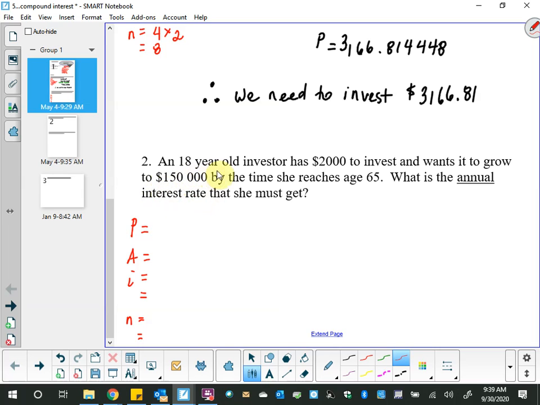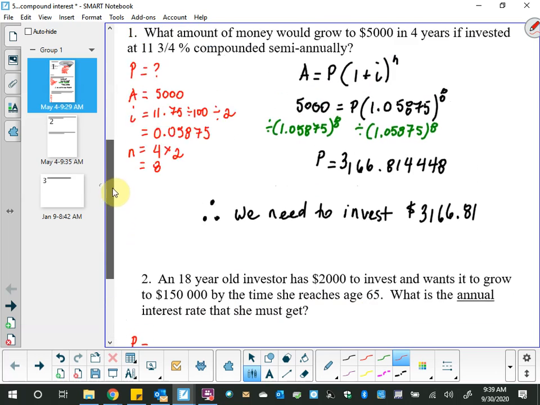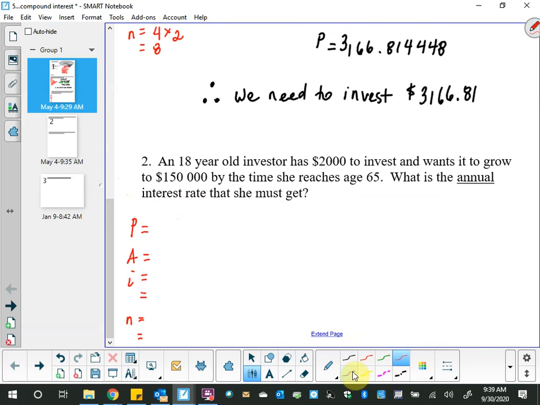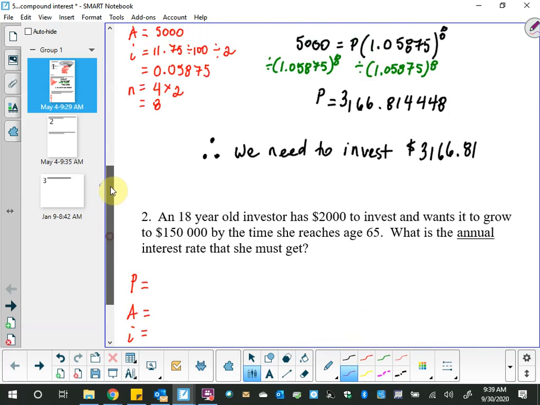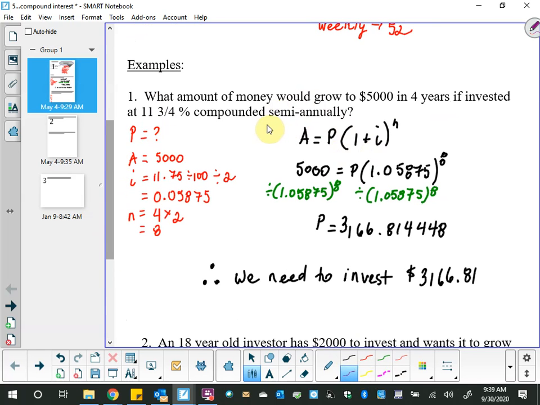So it says an 18-year-old investor has $2,000 to invest and wants it to grow to $150,000 by the time she reaches age 65. What is the annual rate of interest that she must get? So annual is different than semi-annual. Semi-annual, our number was 2.